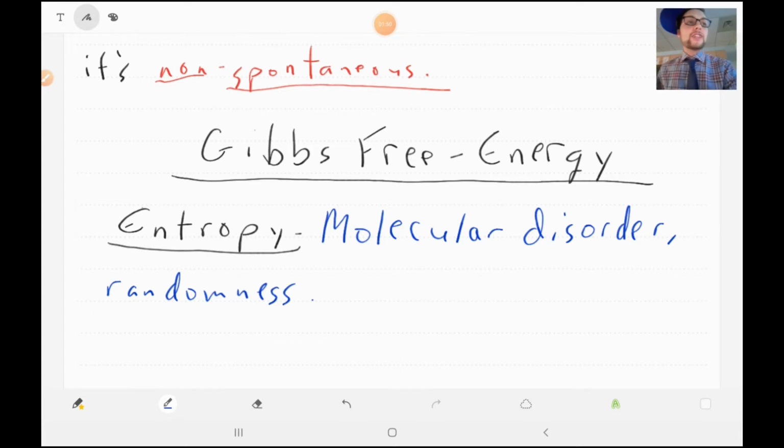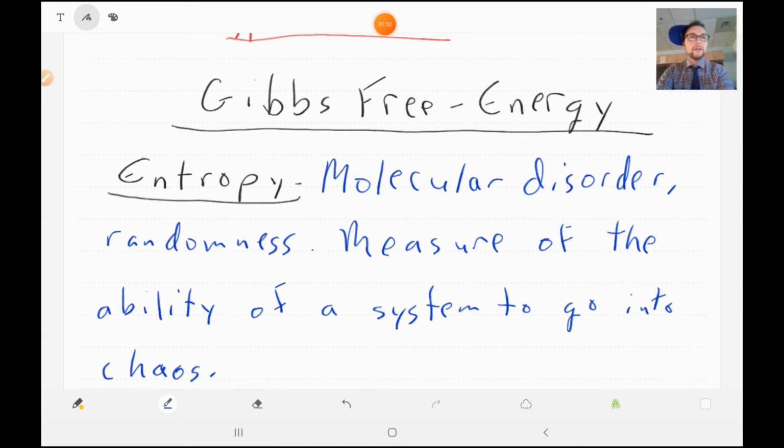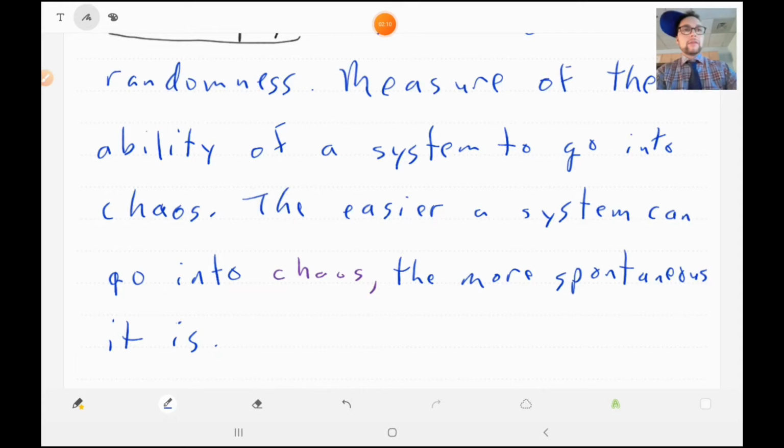Well, reactions work sort of the same way. So when we measure the entropy of the system, what we're really seeing is how easy is it for the system to descend into chaos. And if it can descend into chaos pretty easily, then it is going to be spontaneous, or what you're going to see is that the reaction works. And so the easier the system can go into chaos, the more spontaneous it's going to be, or the quicker, not even necessarily the quicker, but you could say the easier it is going to be to make that reaction happen.